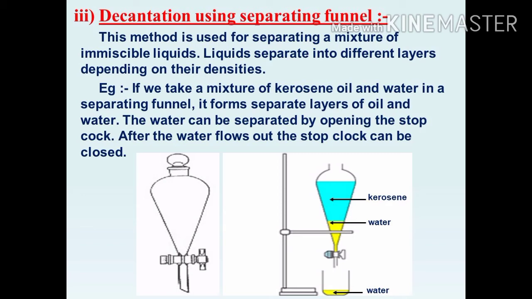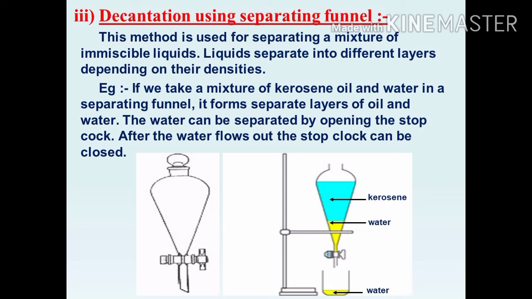But at the same time, when we add oil to water, what happens? Oil will float on water. It will produce two layers, oil layer and water layer. Such liquids are called immiscible liquids. Miscible liquids: a liquid which is completely dissolved in another liquid. Immiscible liquid: a liquid which is not completely dissolved in another liquid. Such liquids separate into different layers depending upon their densities.